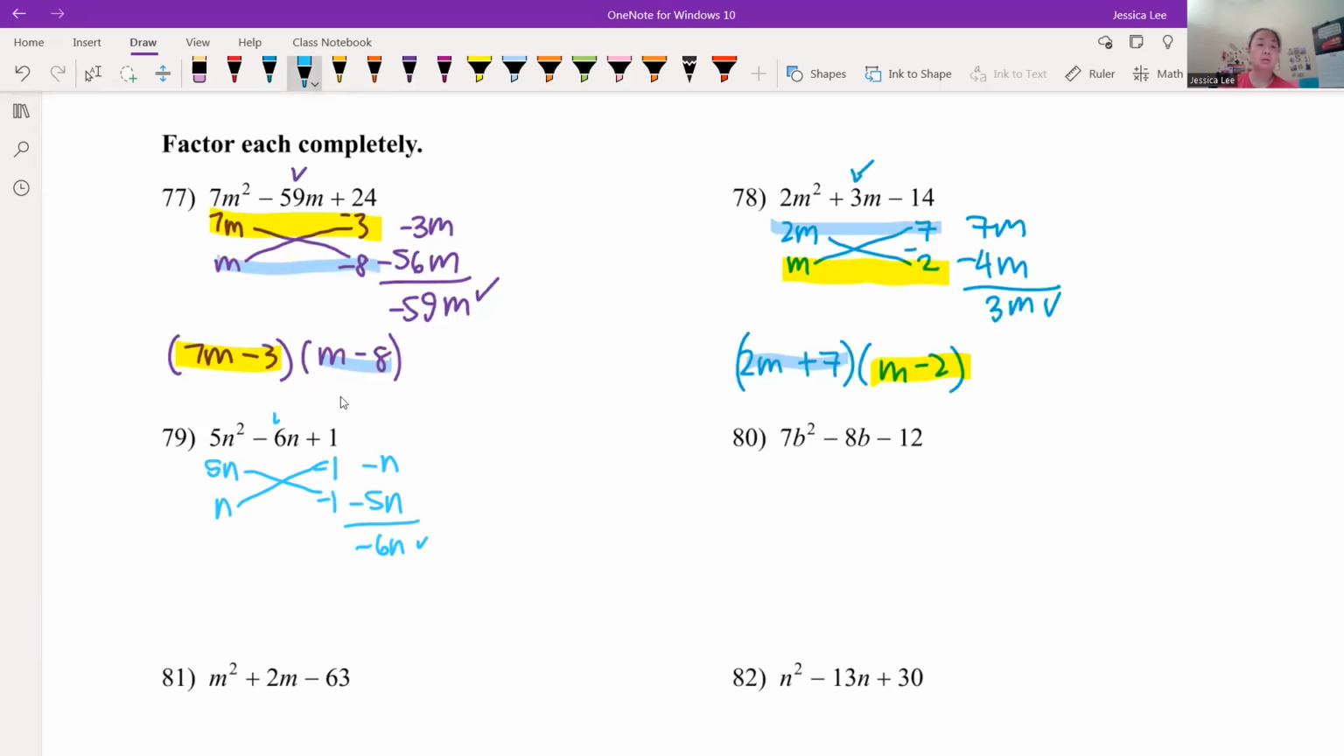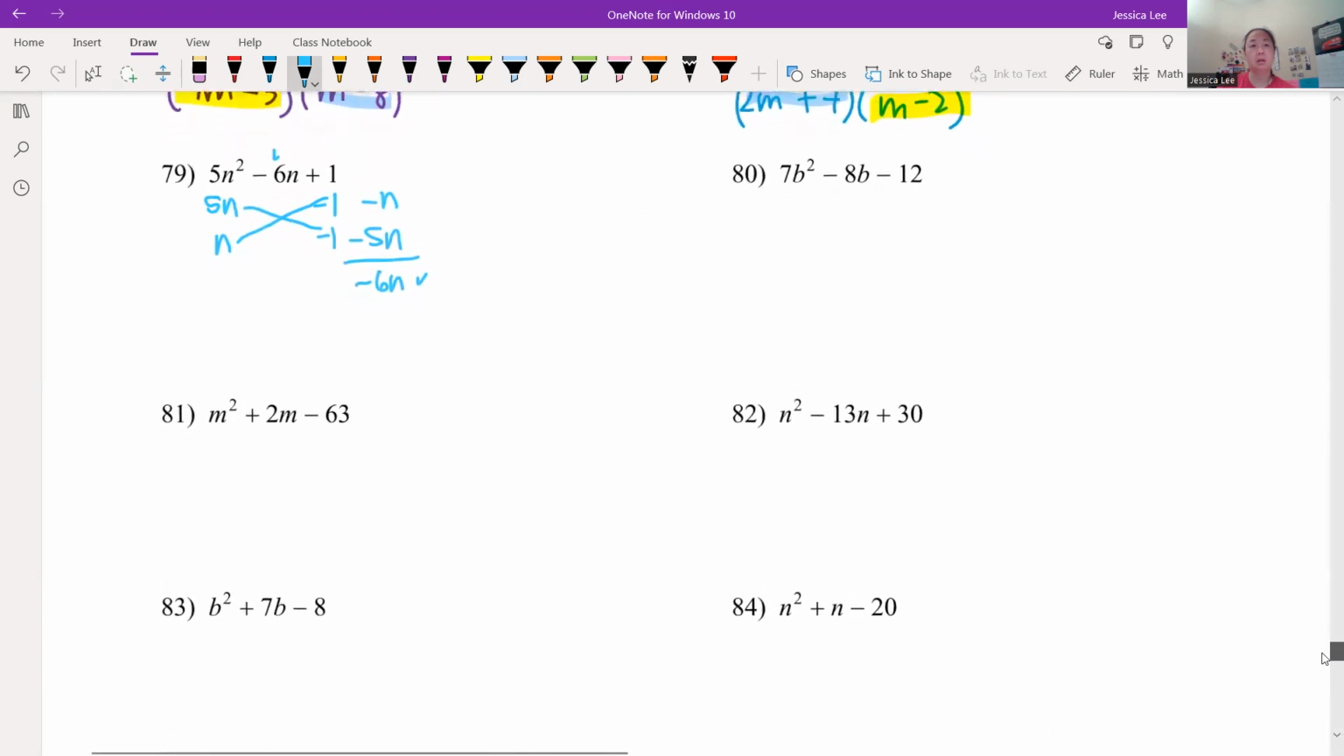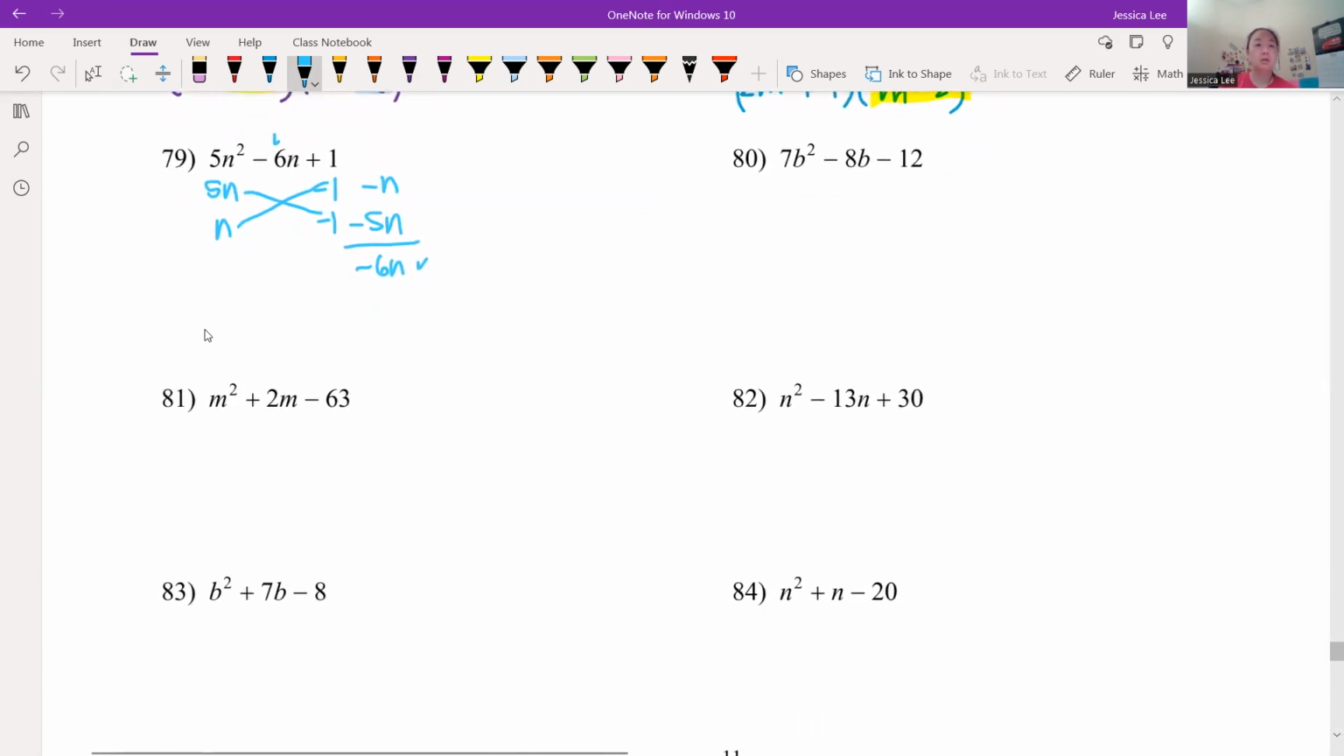We're good to go. Oh, we didn't write the answer down, but I just want to write it. Okay, there we go. And so here we're going to go again straight across: 5n minus 1, n minus 1. Let me just show here that I'm going straight across. Let's not use that color. Let's do this. There we go.